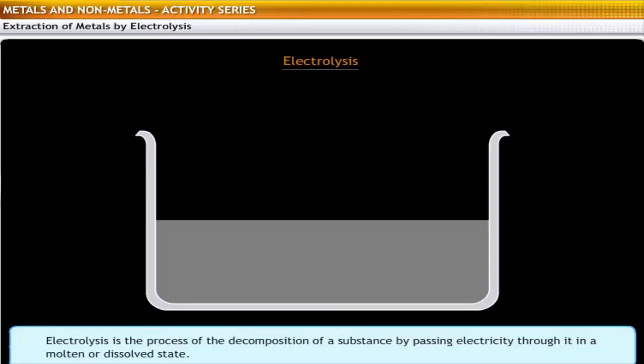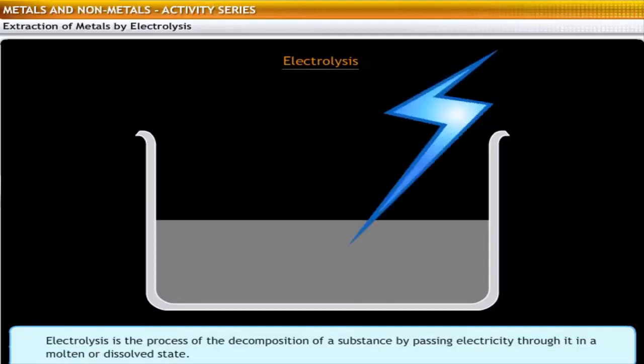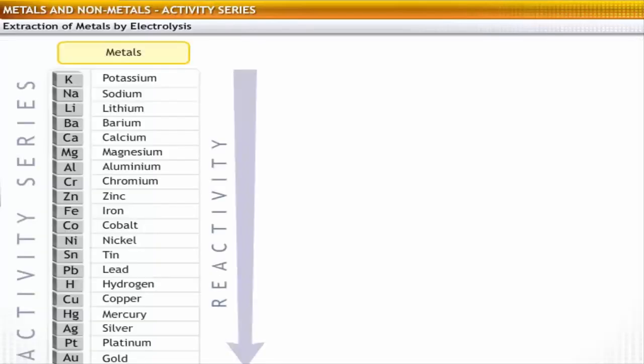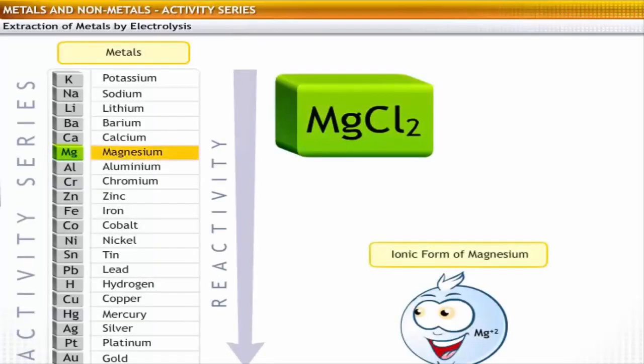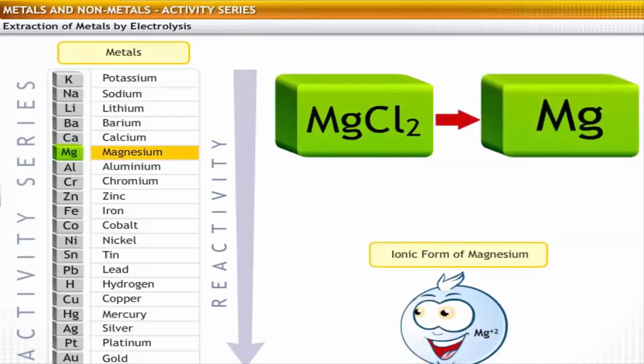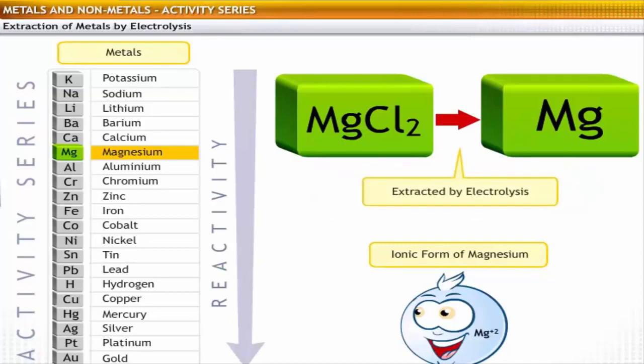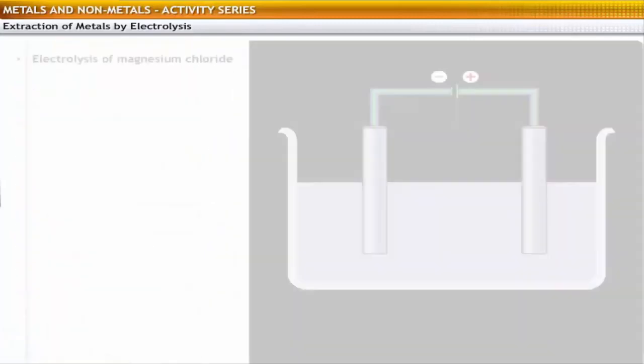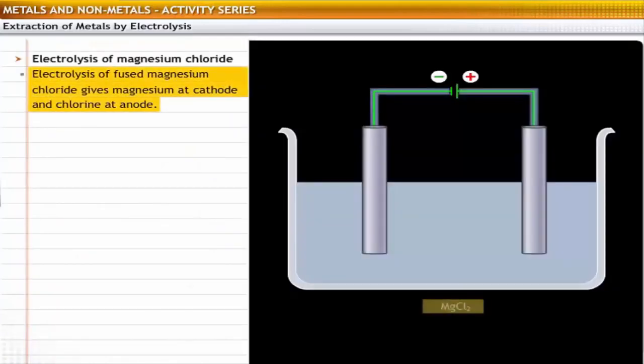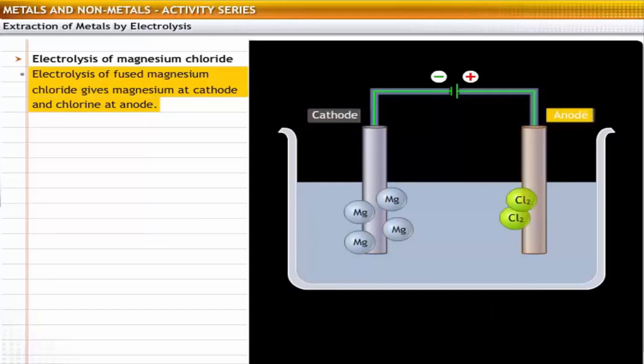Electrolysis is the process of the decomposition of a substance by passing electricity through it in a molten or dissolved state. Consider magnesium chloride ore. Magnesium is highly reactive and therefore cannot be reduced by common reducing agents like carbon, carbon monoxide, and hydrogen. Therefore, magnesium is extracted by electrolysis. Electrolysis of fused magnesium chloride gives magnesium at cathode and chlorine at anode.